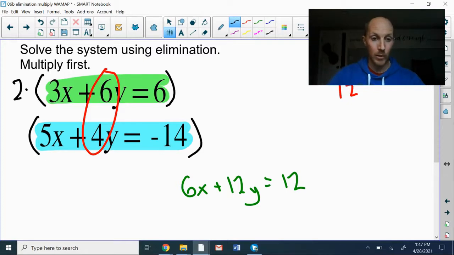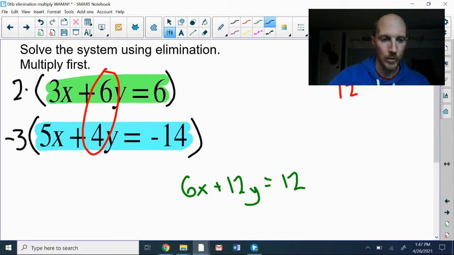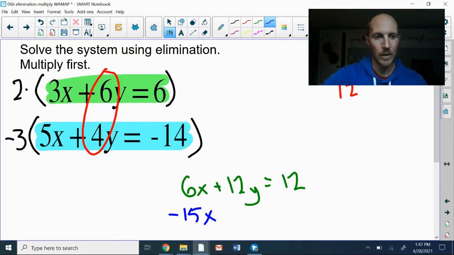Let's move on to blue. The blue equation, so I would like to get that y coefficient to be negative 12 this time, so that I have opposite values rather than exactly the same. And so I got 4y in the blue equation. To get that to turn into negative 12, I'm going to multiply by negative 3 this time. So let's go ahead and multiply that whole blue equation. Everything gets multiplied by negative 3. So negative 3 times 5, that's negative 15x. Negative 3 times 4y, that's negative 12y equals negative 3 times negative 14. That is positive 42.